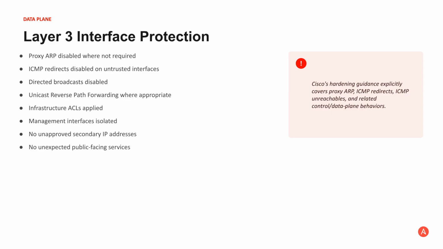For data plane layer 3, we focus on limiting information leakage and preventing unauthorized traffic. This includes disabling proxy ARP and ICMP redirects where they are not required, as these can leak network topology. We also verify that unicast reverse path forwarding is enabled on edge interfaces to drop spoofed source addresses.